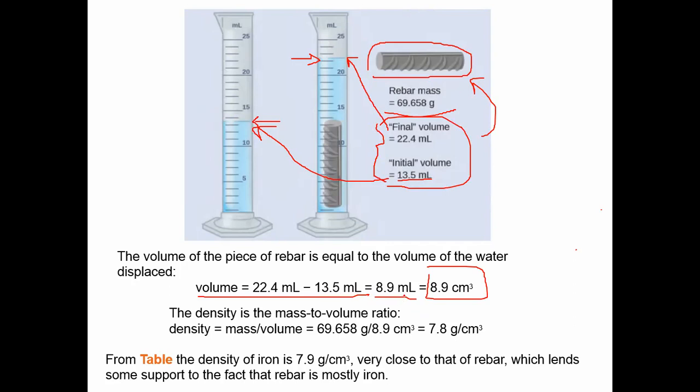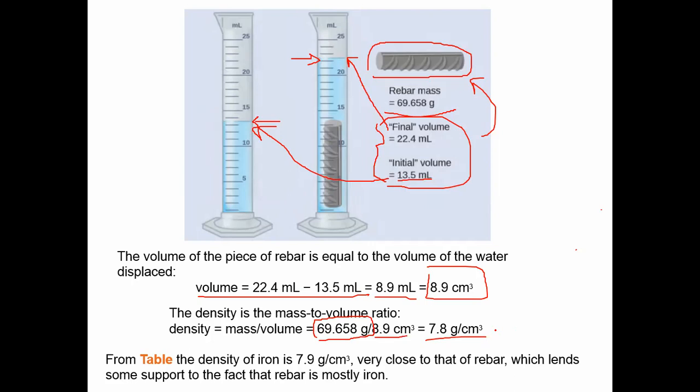So right now, you know the volume of this rebar, right? And also you know the mass of this rebar over here, right? So you know the mass, you know the volume. So you can calculate density of this rebar. And once you calculate density, then you can compare this to the theoretical or known density for different metals.